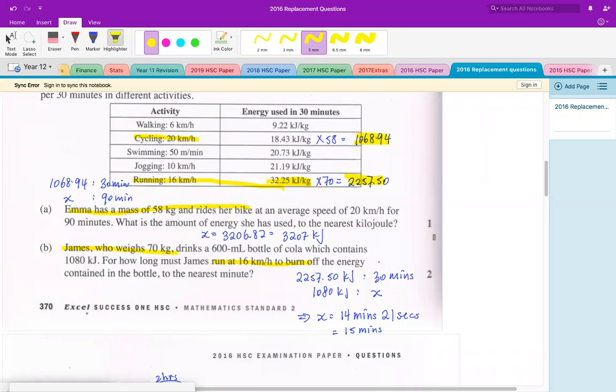So I don't know if you've realized, whenever it's like a real life application, most of the time we're actually rounding it up because we're looking at least. So we need to at least achieve that amount. So I'm just going to overdo it a little bit.